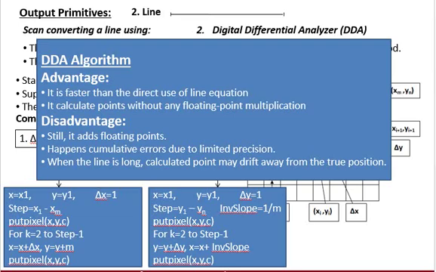The advantages and disadvantages of DDA algorithm are given here. It is faster than the direct equation, and calculation points are without floating point multiplication. Disadvantages: it involves the addition of floating points and so on, given here. You can take a snap of this page.